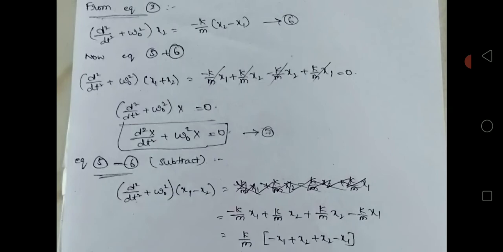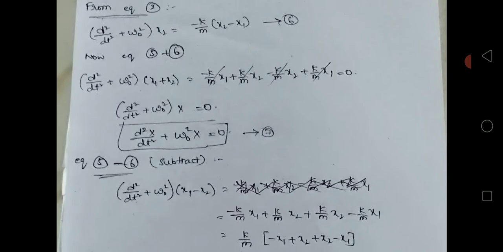Taking common terms, (d²/dt² plus omega naught square) into (x1 plus x2) equals minus k by m x1 plus k by m x2 minus k by m x2 plus k by m x1, which equals 0. These terms cancel. Remaining is (d²/dt² plus omega naught square) into (x1 plus x2), and x1 plus x2 is capital X. So capital X equals 0, that is d²X/dt² plus omega naught square X equals 0.